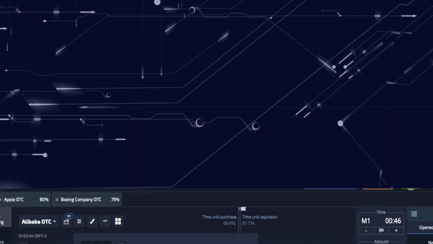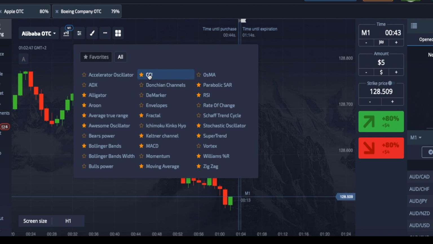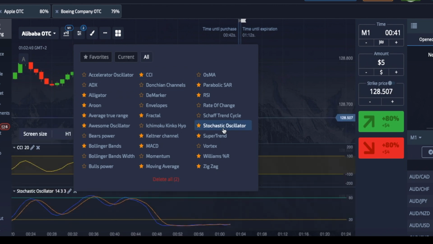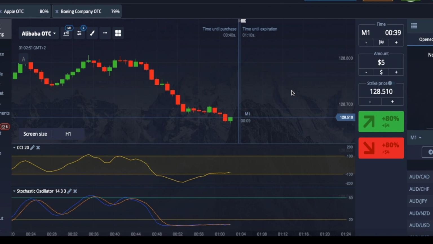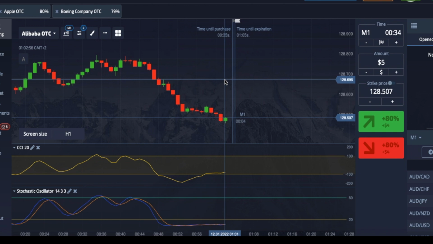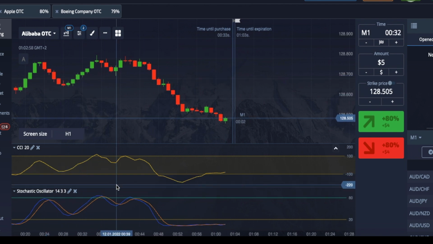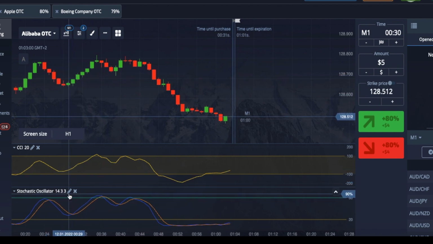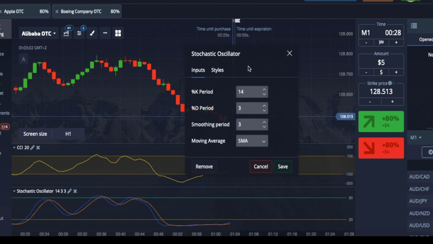Okay, the two indicators that we are going to use are the CCI and the stochastic. These work awesome together, and you will see by the entries that I make on each one of my trades. Let's see now.